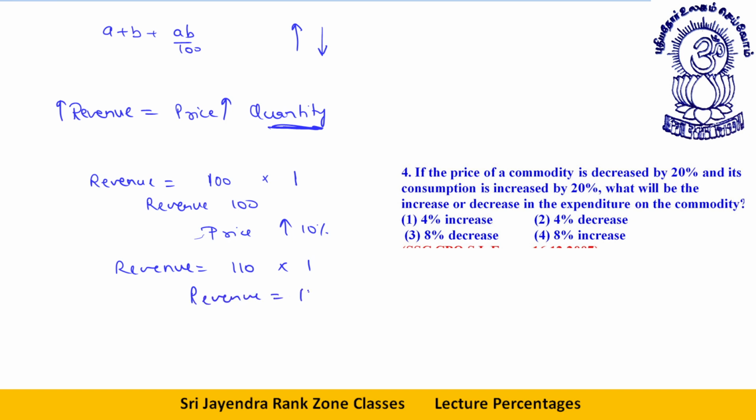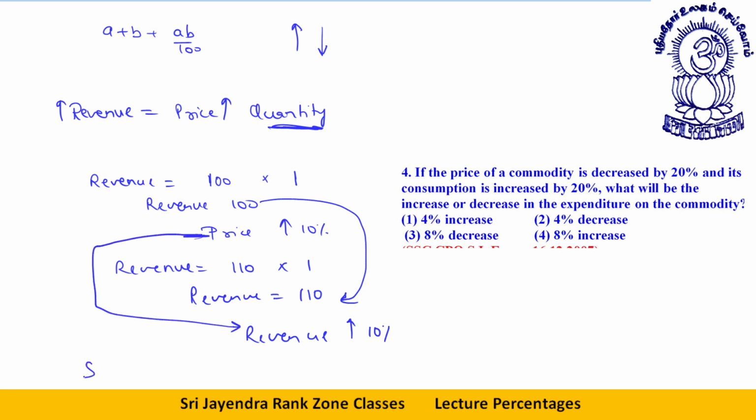The new revenue is 110. So what do I observe? When the price increases by 10%, the revenue also increases by 10%. You got this? Okay. Same is the case with quantity.